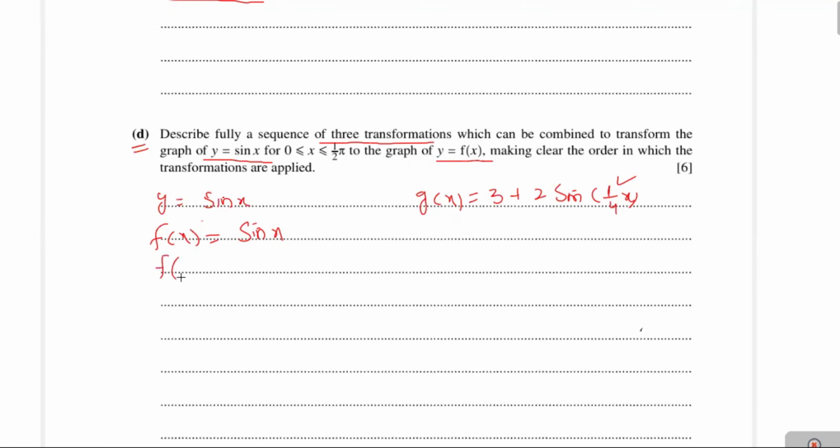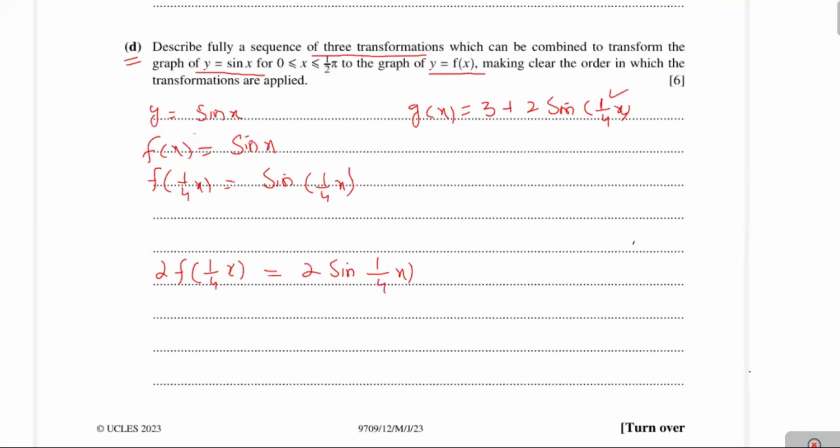If we multiply x by 1 over 4, we get sine 1 over 4x. And this is the first transformation. In the second transformation, we multiply the 2 into sine 1 over 4x. We get 2 into sine 1 over 4x. And in the third transformation, we add the value to this function. We get 3 plus 2 into f of 1 over 4x. We can write it as 3 plus 2 into sine 1 over 4x.